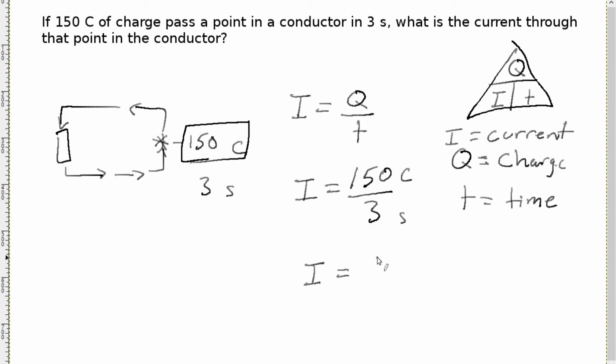So we would end up getting 50 coulomb seconds, or the unit that we want to use for this is amperes, which is just the same thing as coulombs per second. So we would say our current is 50 amps for this question.